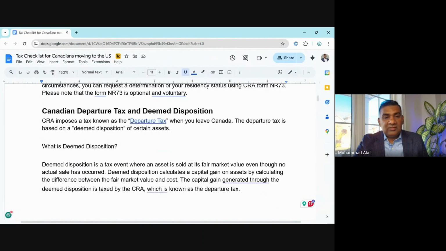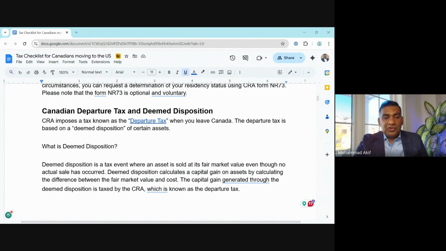Now let's look at Canadian departure tax and then deemed disposition. So what happens on the Canadian side is that when you do become a non-resident, CRA will tax you on certain assets, even though you have not sold, right? We call that a deemed disposition. It's not actually selling, nothing has been realized or actualized, but it's happening on paper.